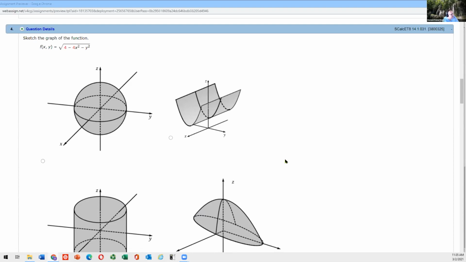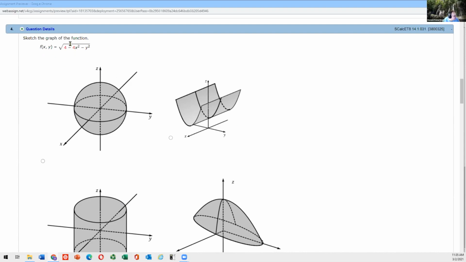Well, let me rephrase that. I've thought about it a bit more and it's not a sphere anymore. It would have been a sphere if it had been x squared minus y squared, but it's 4x squared minus y squared. The bottom right. Yeah. Now, I didn't pay enough attention to it.